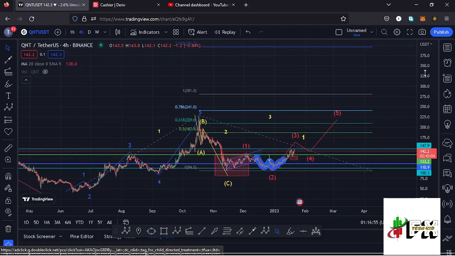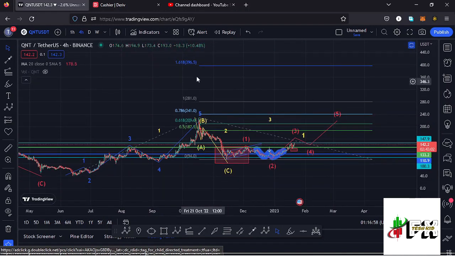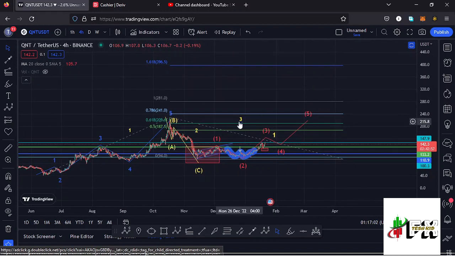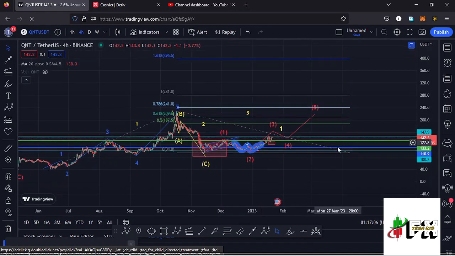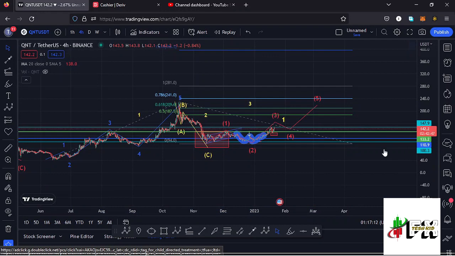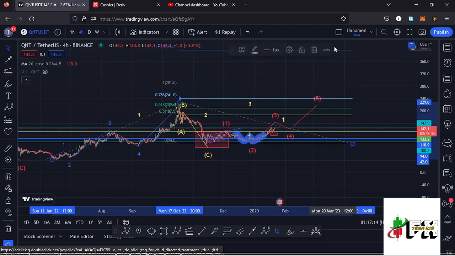That gives me a minimum target area to the upside in the formation of that wave 3 at the fib level 1.618, which perfectly lies at around the $396.5 mark, and that is the minimum that I'm expecting that higher Elliott wave count 3 to the upside to do here on the Quant chart. And in the formation of that wave 3, which is an impulsive wave, you also expect to see fractal waves in formation within that higher Elliott wave count 3.